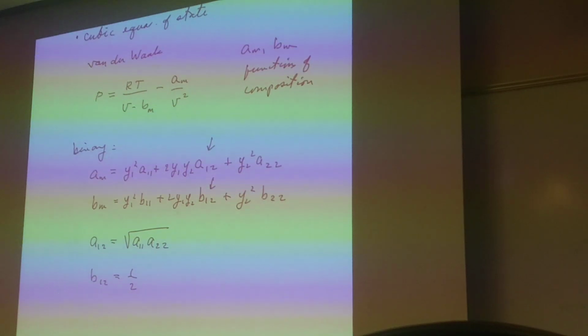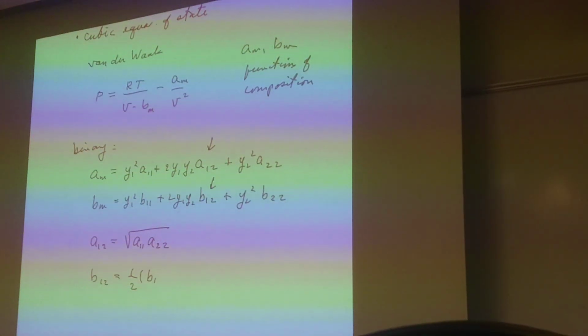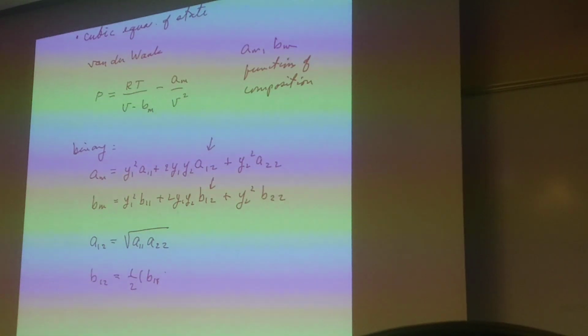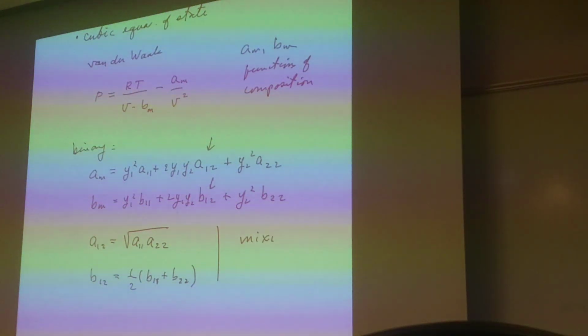Remember what B represents. It has units of volume, and it represents the actual molecular volume, or the so-called co-volume. So that we just take as the arithmetic average of the two pure component values. These things are examples of what we'll see more of as we go forward. These are called mixing rules.